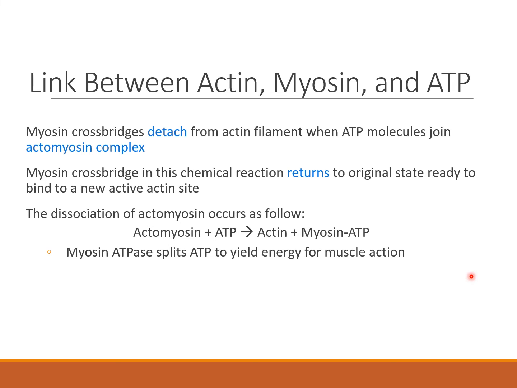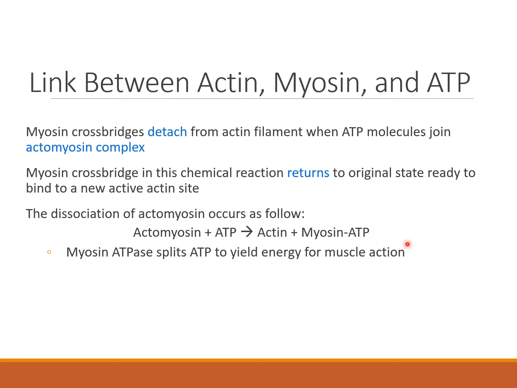So here's the link between actin, myosin, and ATP. The myosin cross bridges detach from the actin filament when ATP molecules join the actomyosin complex. Myosin cross bridges in this chemical reaction return to their original state, ready to bind to a new active actin site. So the dissociation of actomyosin occurs as follows.